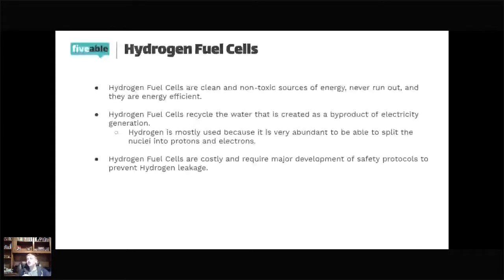They never run out and they are energy efficient. I don't know if this is what you were asking about, Tanya. Yes, it can be used to replace a car battery, and I have a cool story about that later, Tanya. But I don't know if this is what you're asking about hydrogen, but this is the main way that hydrogen is used for energy.